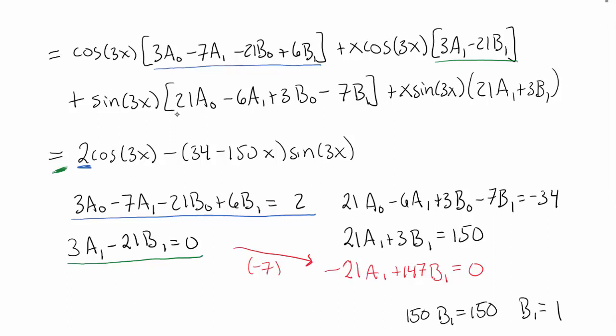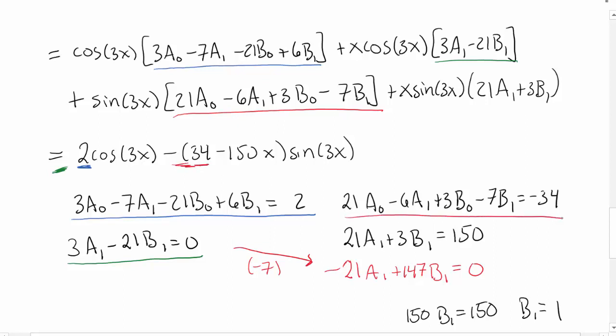Things attached to sine of 3x. I got a 21a naught minus 6a1 plus 3b naught minus 7b1. And over here, I got a 34, but don't forget that there's that minus out front. So that gives me this equation right here. And then the last one is what's attached to the x sine of 3x. I got a 21a1 plus a 3b1. And over here I have a 150 again. Don't forget that minus out front. So that gives me 21a1 plus 3b1 equals 150.